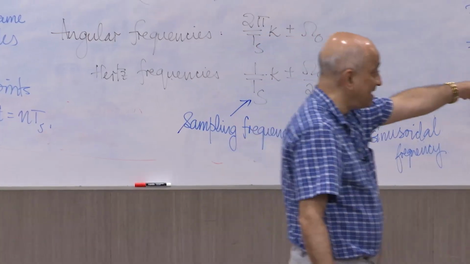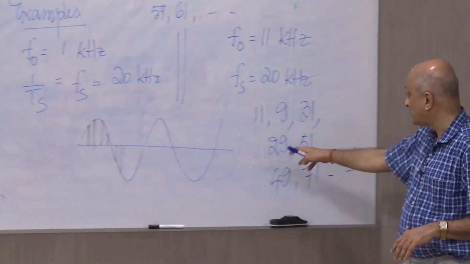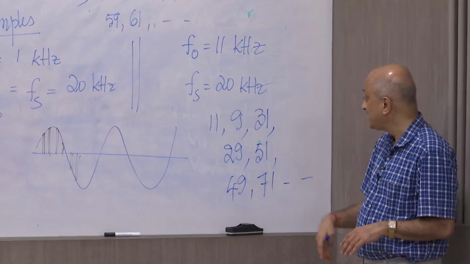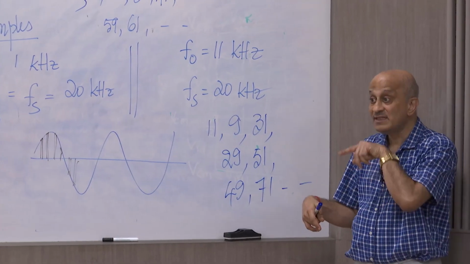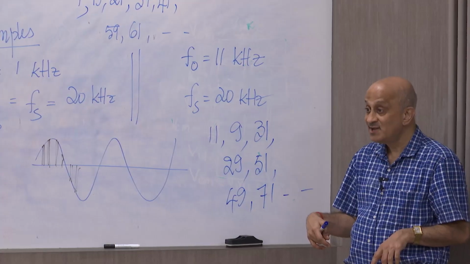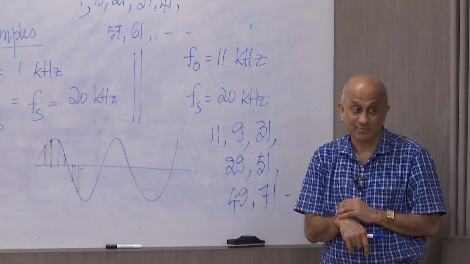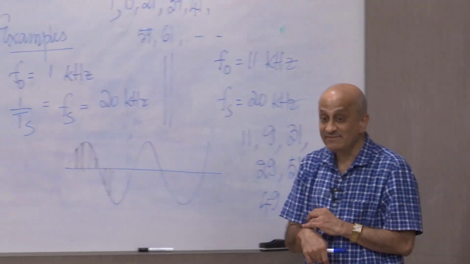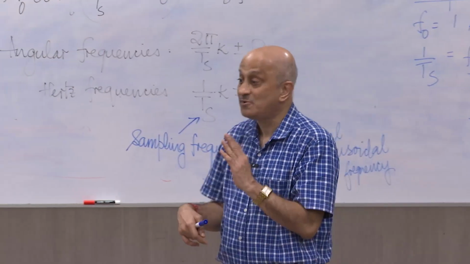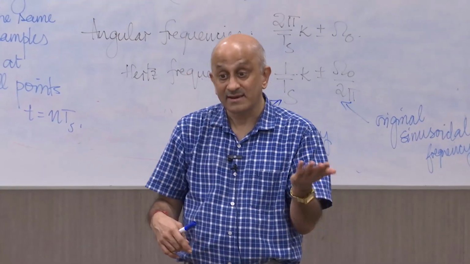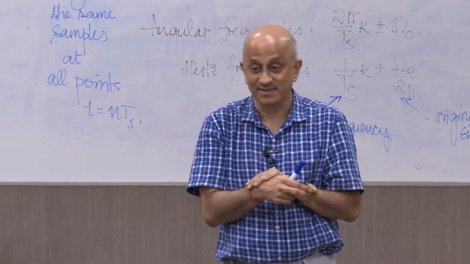But in this case, which are the frequencies created? 11, 9, 31, 29, 51, so on and so forth, right? Which is the lowest of these frequencies? 9. Is that the frequency which you had sampled in the first place? No. What had you sampled? You had sampled an 11 kilohertz frequency. So the 9 kilohertz frequency pretends to be the 11 kilohertz frequency, right?